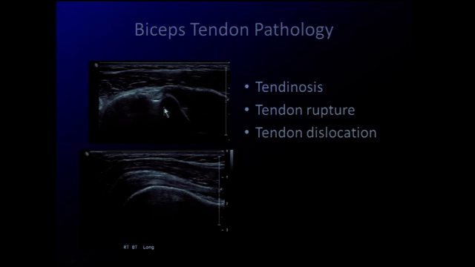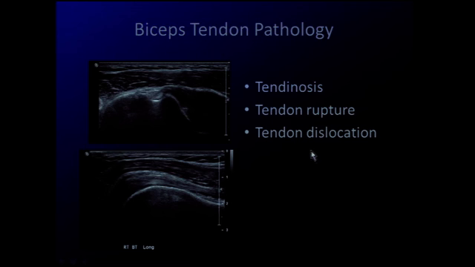Here is the normal biceps tendon in short axis sitting in the bicipital groove. We have the lesser tuberosity and the greater tuberosity. The subscapularis tendon is over here and the overlying deltoid. In long axis, we have the humeral head with the biceps tendon as it's going through the groove and extending distally, and then the overlying deltoid.